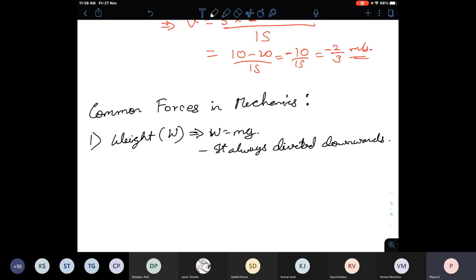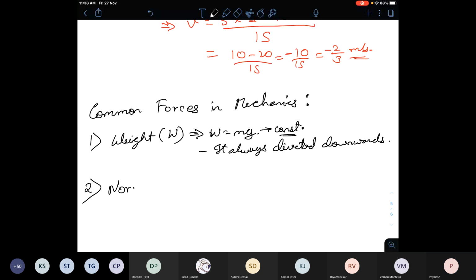It is a constant force. You have to remember, mg does not change. We won't be changing the mass, and in most of the questions we won't be changing the values of the mass.